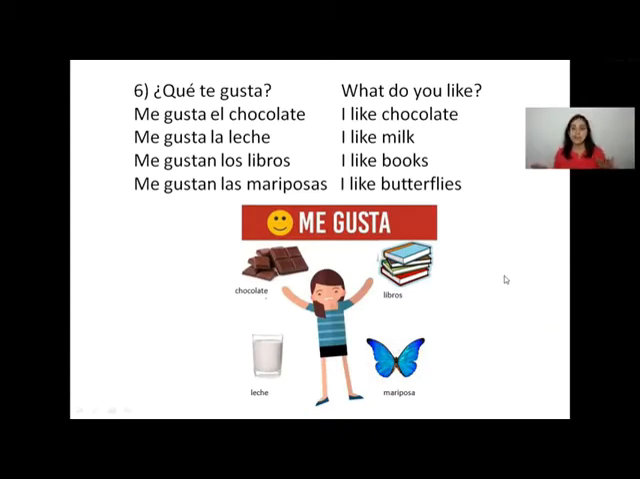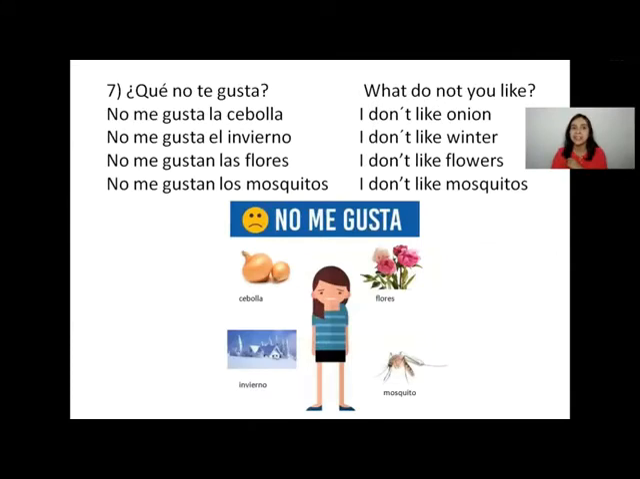Practice with your friends. Practica con tus amigos. ¿Qué te gusta? And of course, we have the negative form. Tenemos la forma negativa. ¿Qué no te gusta? No me gusta la cebolla. No me gusta el invierno. Winter. No me gustan las flores. No me gustan los mosquitos.